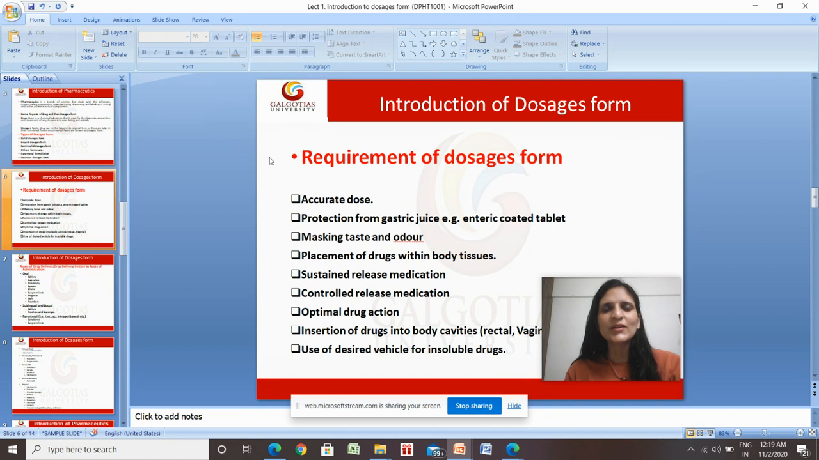So by using the different dosage forms, we can administer the drug in different body parts. Next is use of desired vehicle for insoluble drugs. Some of the drugs are not solubilized in the body. So these drugs, after converting into various dosage forms, are easily administered in the body. So these are the advantages of dosage form, and by following these advantages, we can administer the drug easily in the body.